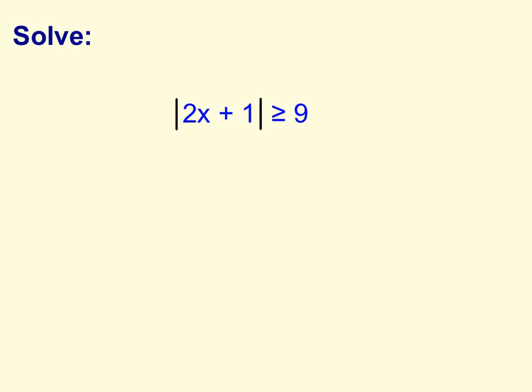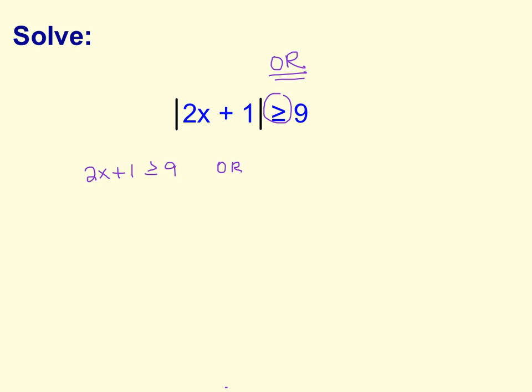So here's the process. We're solving this problem. The absolute value of 2x plus 1 is greater than or equal to 9. We notice absolute value with an inequality, so we focus on the inequality. Greater than, great or than. We're going to rewrite this as an or compound inequality. So the first one is easy. Just take the bars off. 2x plus 1 is greater than or equal to 9.